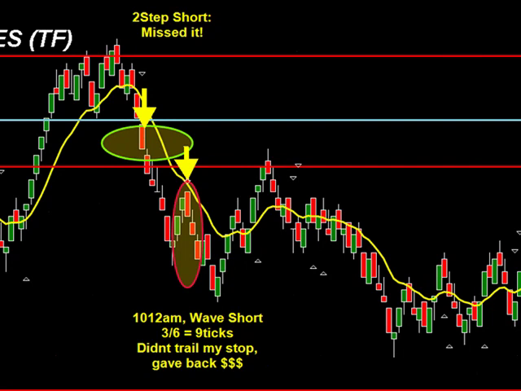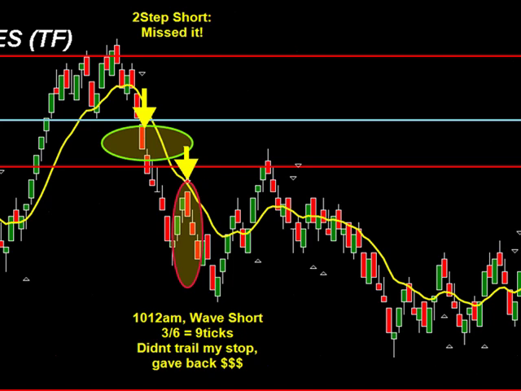Now, I did get the re-entry here. At 10:12, this was a wave short here. We took profit at 3 and at 6 for a total of 9 ticks. And this was one of those rare mental mistakes that I make. I made a kind of a costly mistake here managing this position. What I did was I failed to use the discipline that we've learned in the room to take profit when I should have taken profit.